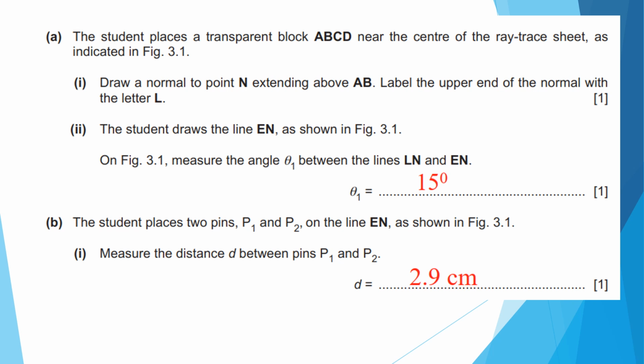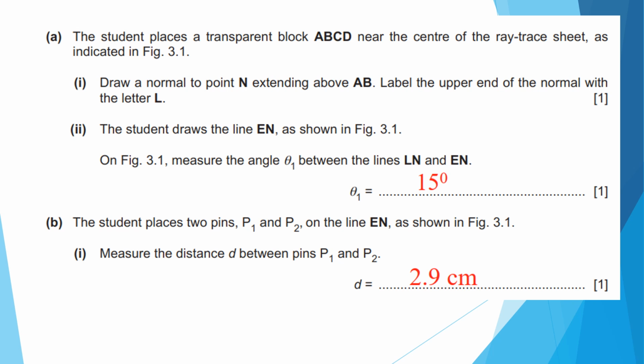Then the second part, the student draws the line EN as shown in figure 3.1. On figure 3.1, measure the angle theta 1 between the line LN and EN. So clearly it is the angle between the incident ray and the normal. If you use your protractor and measure carefully without any parallax error, you will get theta 1 is equal to 15 degrees. So for B part, the student places two pins P1 and P2 on the line EN as shown in figure 3.1.